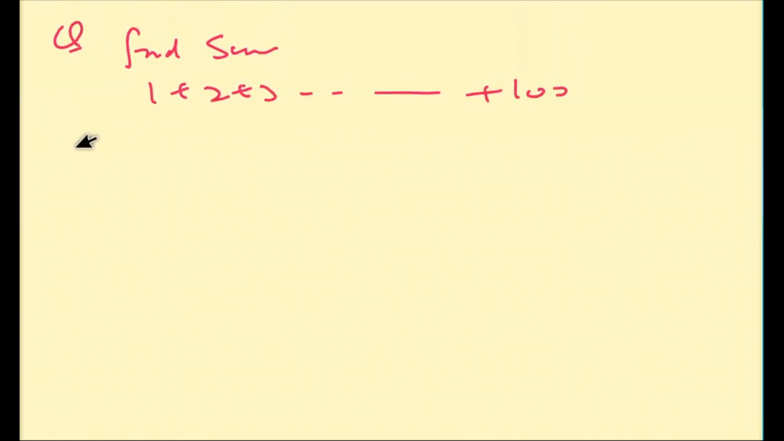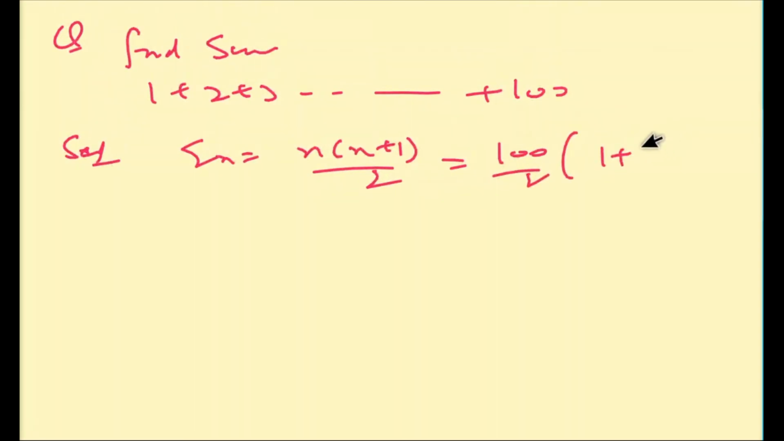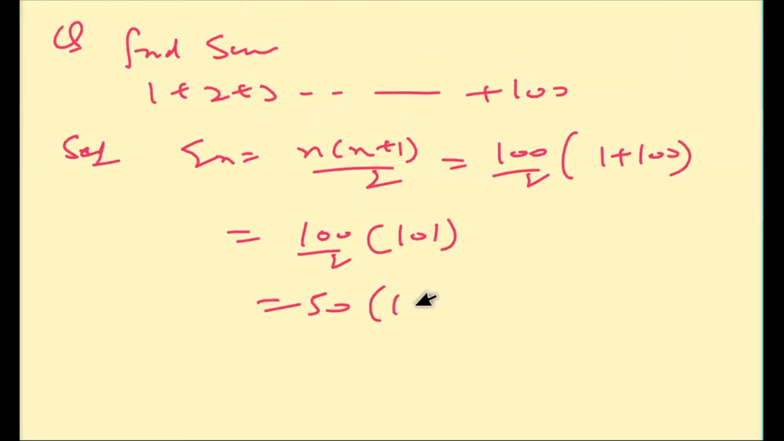Now the question is, find the sum 1 plus 2 plus 3 up to 100. So the answer is: we know that sigma n equal to n (n plus 1) upon 2, so 100 upon 2, first term 1, last term 100. So we get 100 upon 2 into 101, and we can solve it very easily.